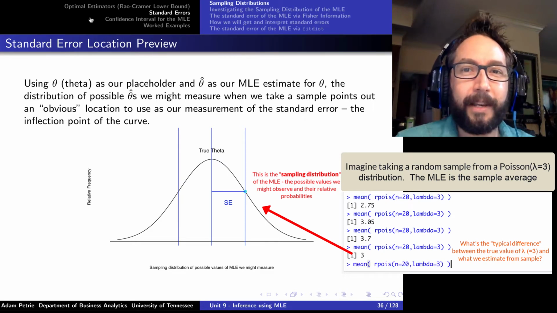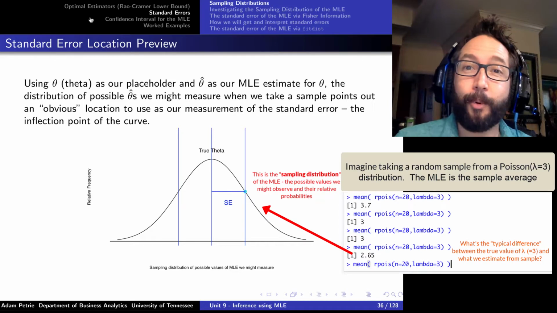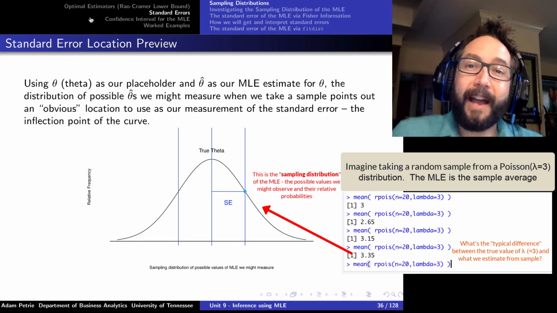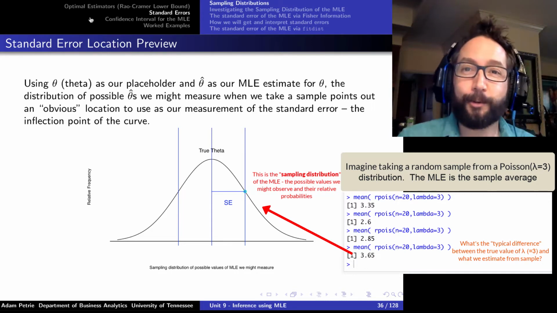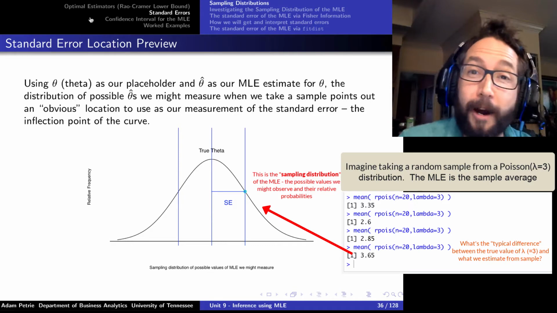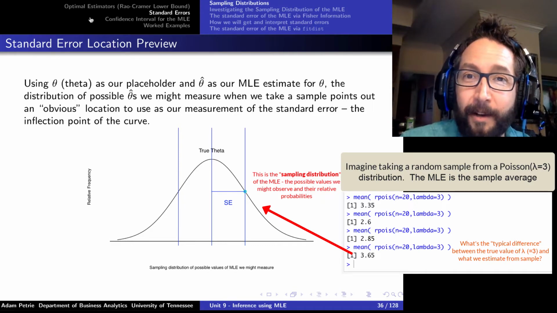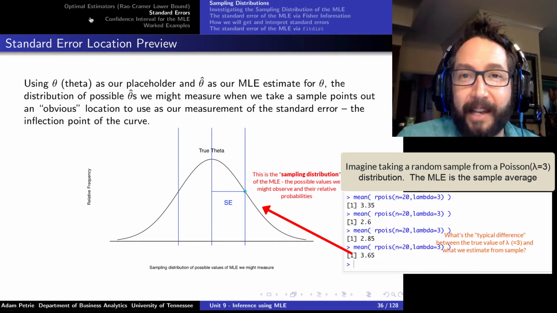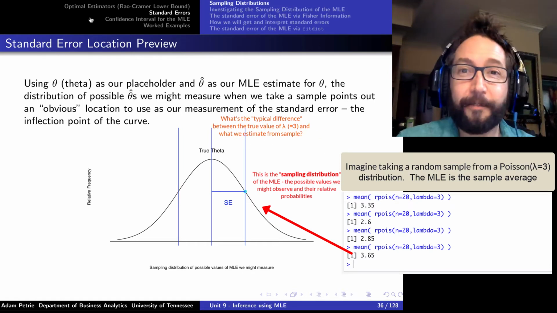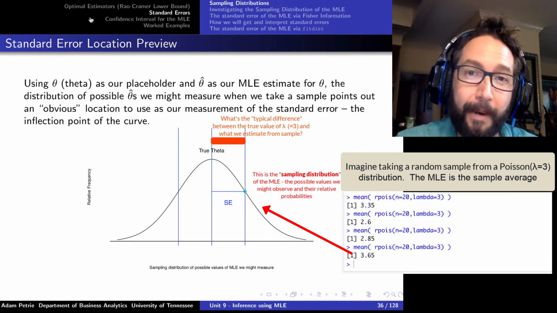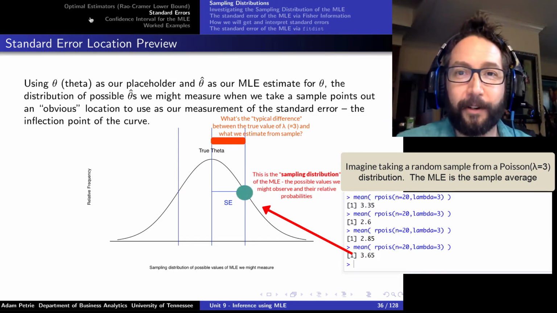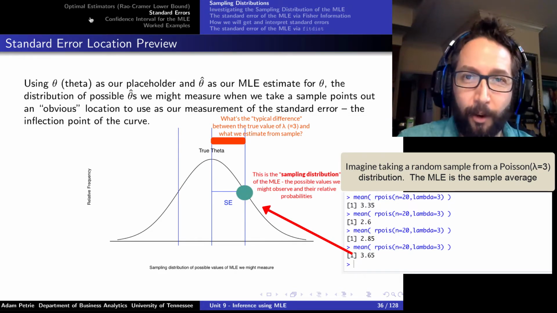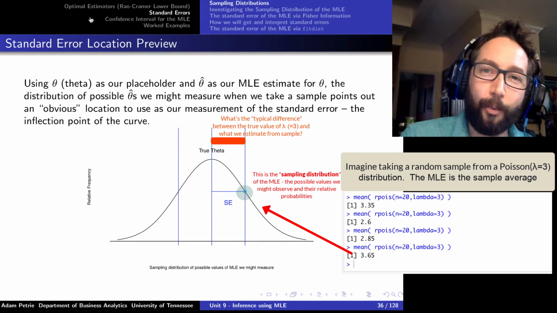What we can do is agree on some sort of reference point that looks like a good measure of how far off typically the estimated value theta hat might be from the true value. If the sampling distribution of our statistic is well described by a bell-shaped curve like what we see here, a logical place on that distribution for measuring how far off the typical value theta hat might be from theta would be the inflection point of that curve, where the curve goes from sloping downward quicker and quicker to sloping outward.